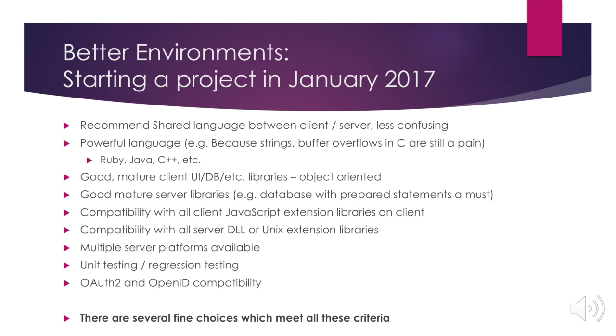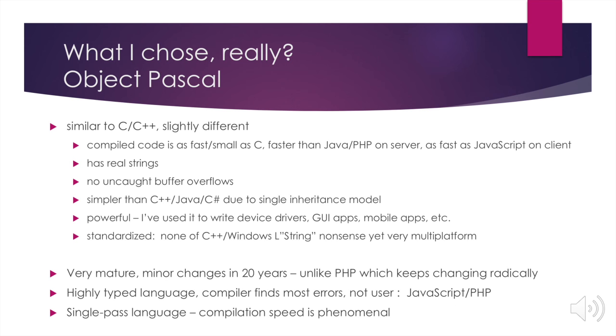There are several fine choices which meet all these criteria. I chose Object Pascal. It's similar to C, but slightly different. Its compiled code is as fast and small as C, and it's faster than Java or PHP on the server, and at least as fast as JavaScript on the client. It has real strings and no uncaught buffer overflows. It's simpler than C++ or Java due to its single inheritance model.